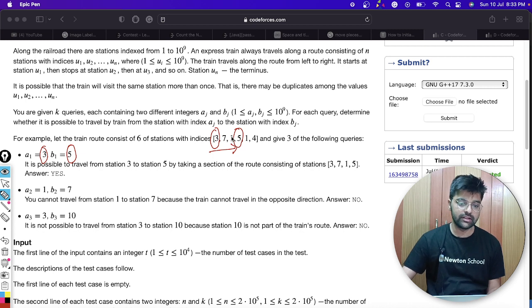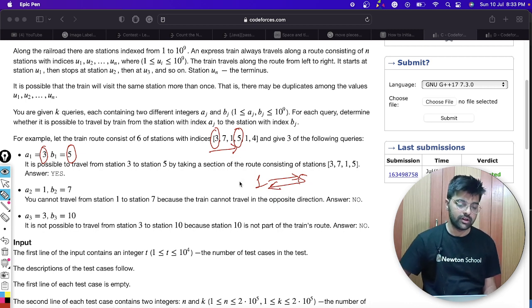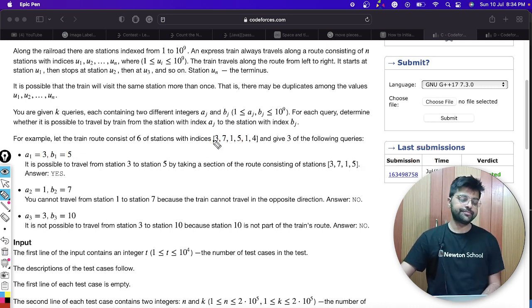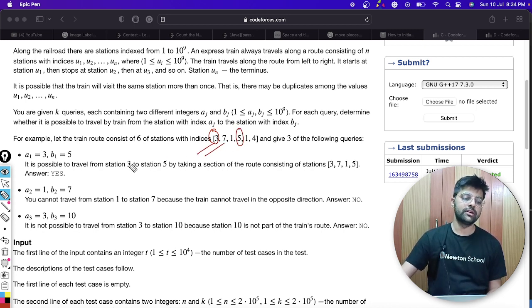The duplication case is like here, 1 5 1: the train goes from 1 to 5, then comes from 5 to 1. So this is the duplication case. The train always travels from left to right, and its path is given. If it comes back, then again it's added as the next integer, the next array index, right? So we can see that if a1 is 3 and b1 equal to 5, then this path is possible, right? So the answer is yes.